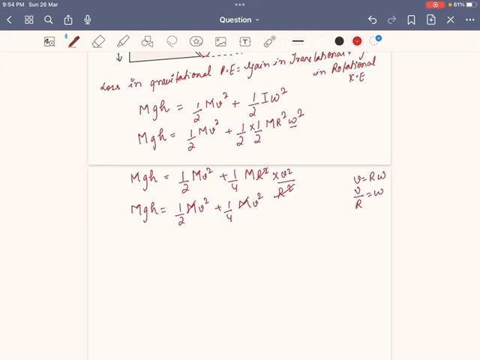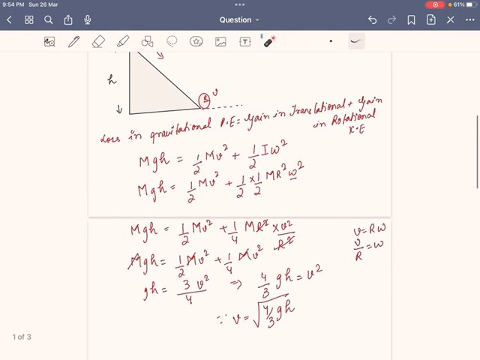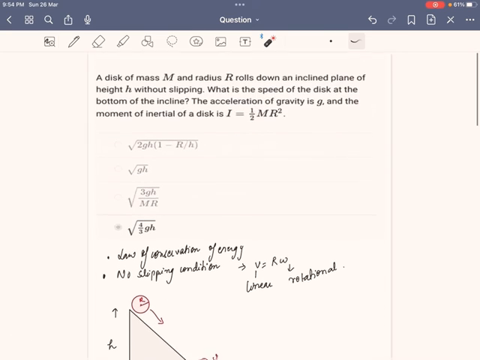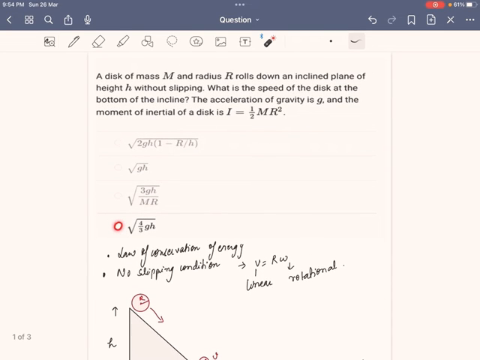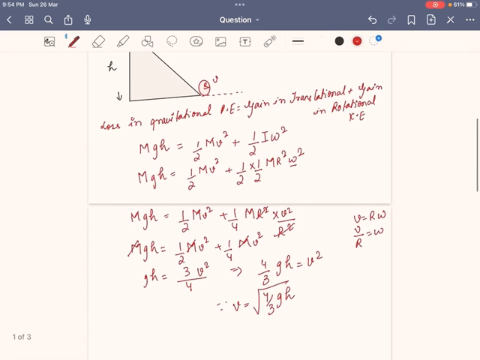We're going to cancel out the m and simplify it. So the equation is now left with gh equals 3 by 4 v square, which can also be written as 4 over 3 gh equals v square, or the value of v is square root of 4 by 3 gh. Now this is the speed of the disk when it is at the bottom of the inclined plane. So according to the question, option 4 is absolutely correct, root under 4 by 3 gh. This is the speed at which the disk is moving at the bottom of the inclined plane.